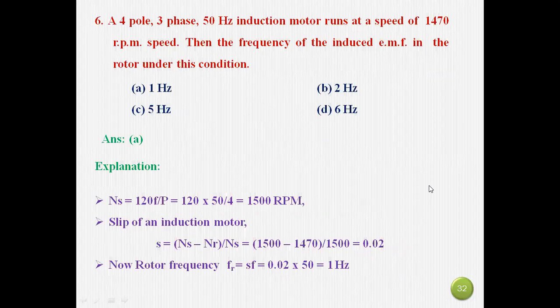Now, the same equations will be needed here. There is a question like: a 4-pole, 3-phase, 50 hertz induction motor runs at a speed of 1470 rpm. So 50 hertz is the frequency F, and 4 poles means the number of poles P equal to 4. Then find the frequency of induced EMF in the rotor under these conditions. They have given 4 options, and you are supposed to find the correct one.